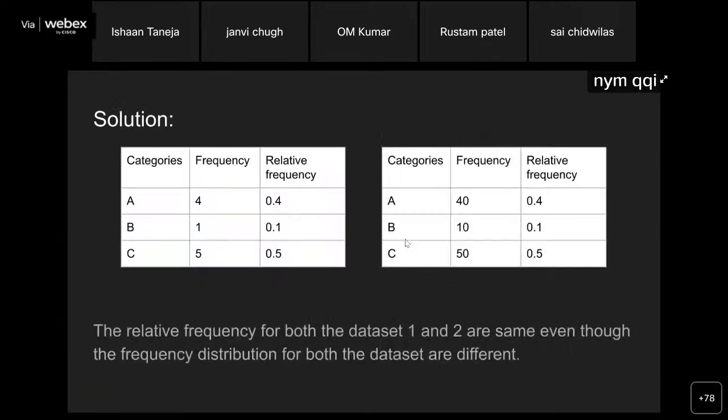Okay, so from here you can notice one major conclusion we can draw: the relative frequency for both data sets 1 and 2 are the same, but their frequency distribution is different. So you can have data sets whose relative frequencies are the same, but the frequency distribution may not necessarily be the same all the time. So this is one of the major conclusions you need to be aware of. So that's something interesting about relative frequencies.